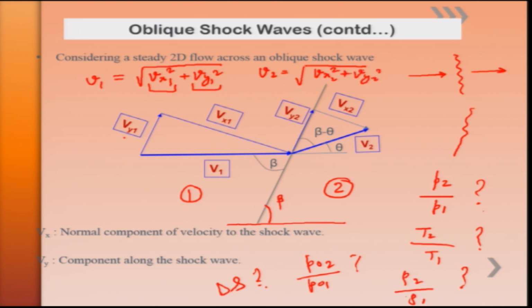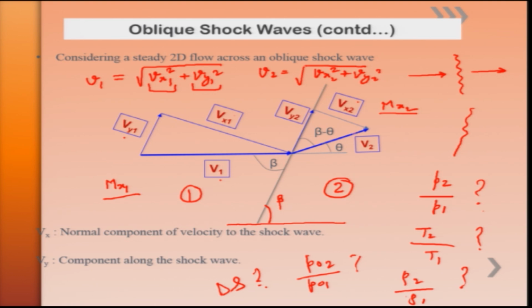Now, if you divide this Vx1 and Vx2 by the speed of sound, you can obtain the Mach number, let us say M1 on the upstream side and M2 on the downstream side. Our objective is to relate the normal components of velocity, Vx1 and Vx2, in terms of V1, so that we can obtain the normal components of Mach number upstream and downstream with these angles.